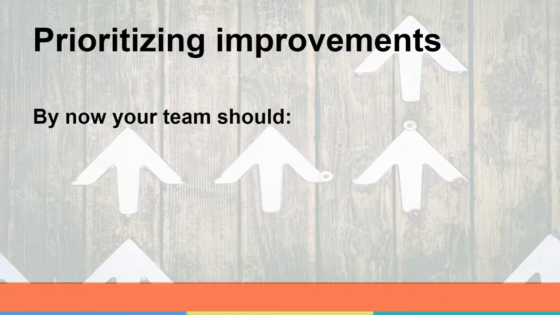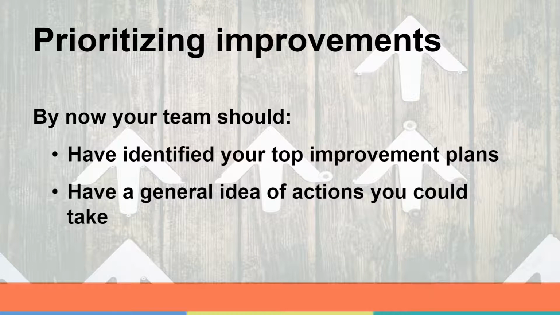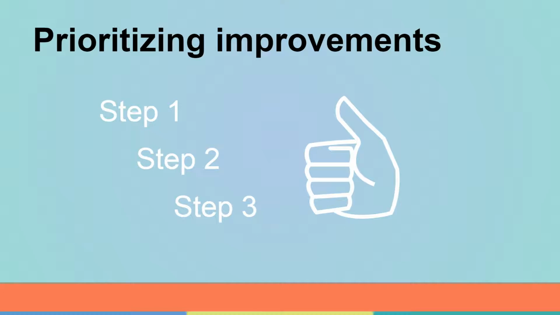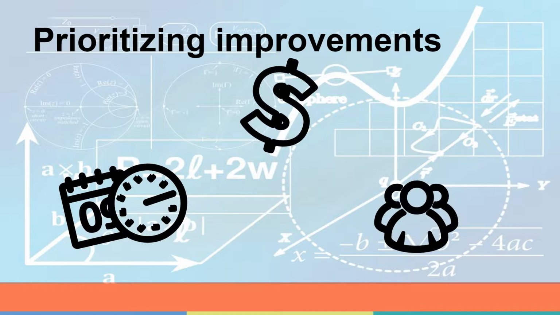At this point, your team should have identified your top improvement plans and have a general idea of actions your team could take to make these improvements. Some of these ideas may be simple and require little effort or energy. Some may be more complex and require significant resources and planning. Knowing that your team only has so much time and so many resources, it is important to prioritize.